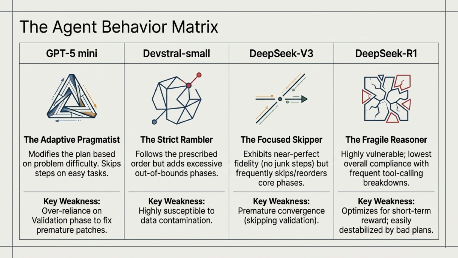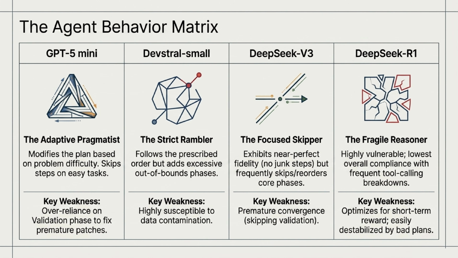In fact, different models have vastly different personalities when it comes to following instructions. GPT-5 Mini is the adaptive pragmatist. It modifies the plan on the fly, skipping steps if the task looks easy, but it relies way too much on the validation phase to fix its own rushed mistakes.